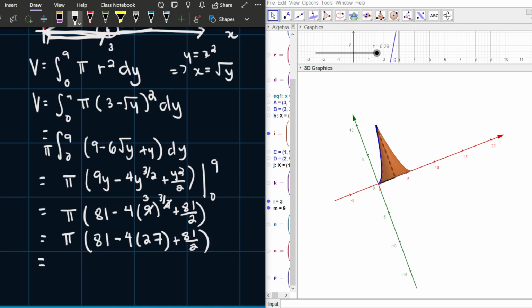And again, simplify. We have 81 minus 4 times 27, that is 108. So 81 minus 108 plus 81 over 2. This gives us negative 27 plus 81 over 2, which is 27 over 2 pi cubic units.